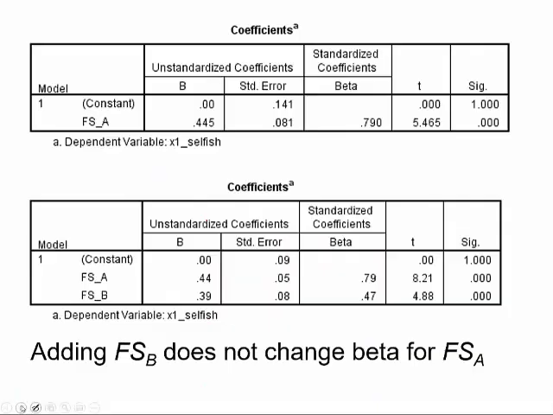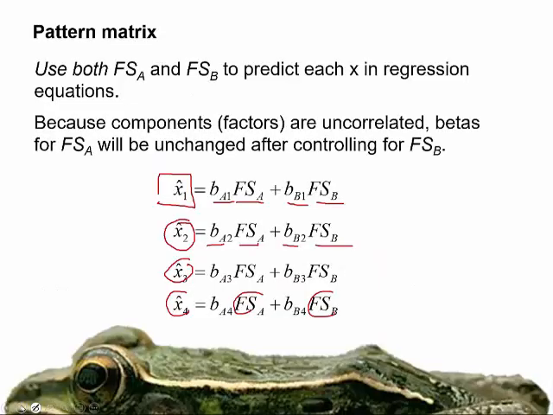Now, one thing. Here we go. So one thing to note in these regression equations is that when we add factor score B to our equation, it will not change the slope for factor score A.